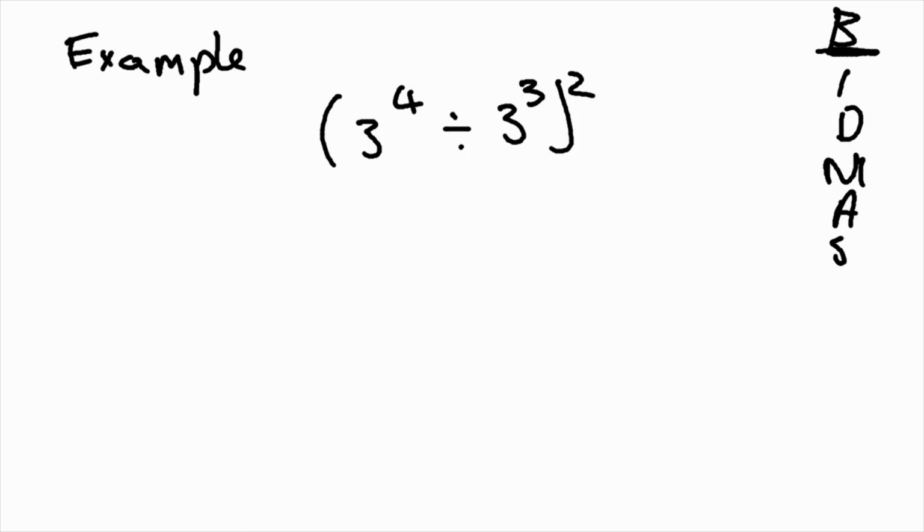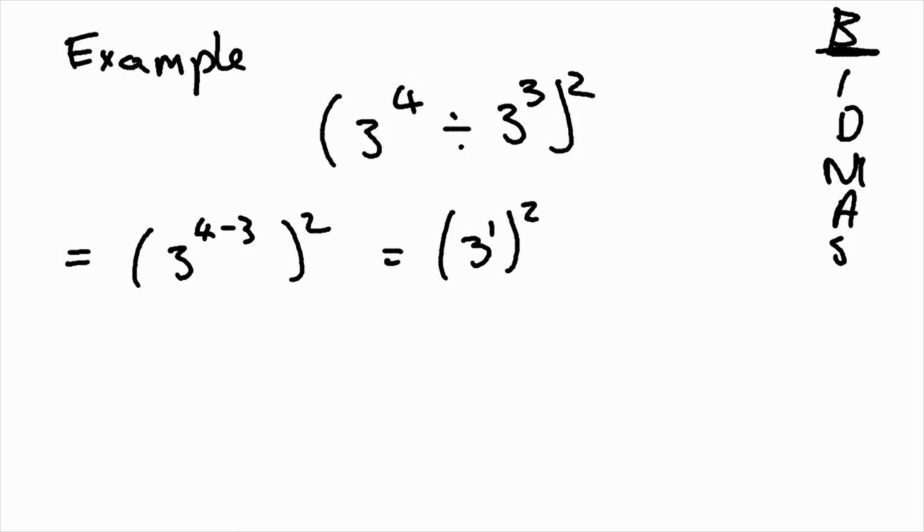So 3 to the power of 4 divided by 3 to the power of 3, they are both the same base, and it's a division, so we're going to subtract the powers. Well, 4 minus 3 is going to give you 1. Now that we've done that, we can deal with the index, the power of this bracket as a whole. So 3 to the power 1, all squared. And this was our third law. This is the one where you multiply the powers. 2 times 1 is 2. So 3 squared, 3 times 3 is going to give us 9.